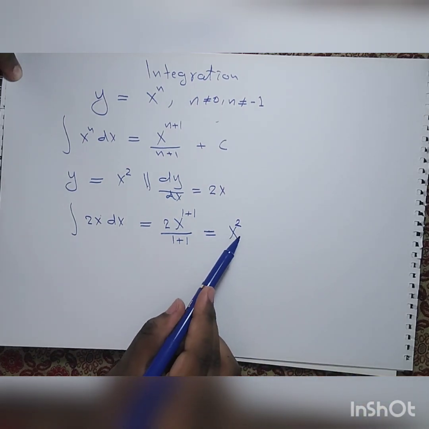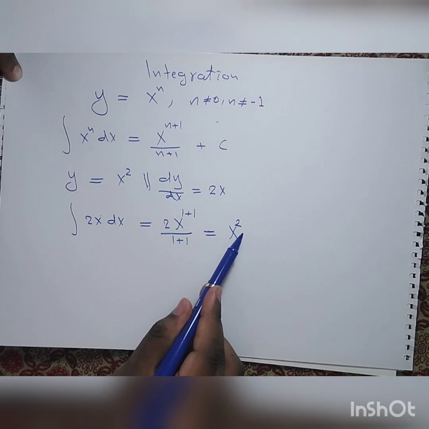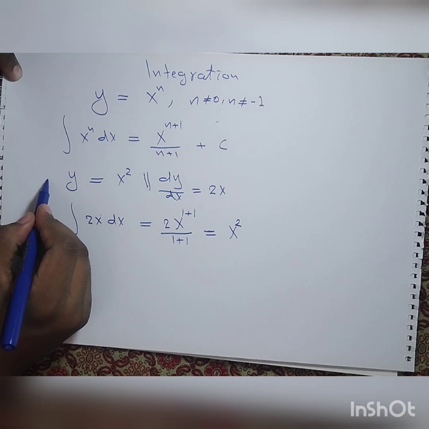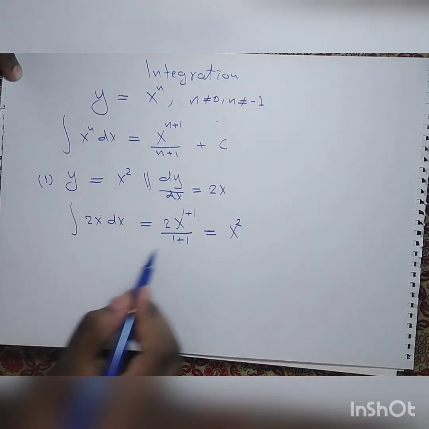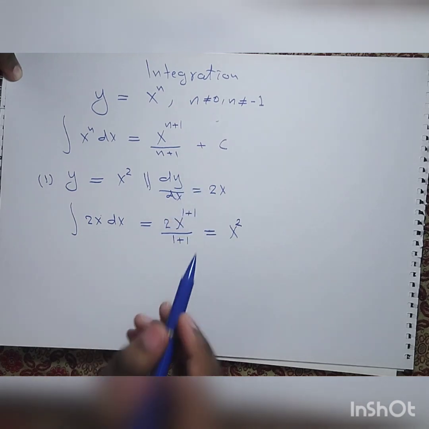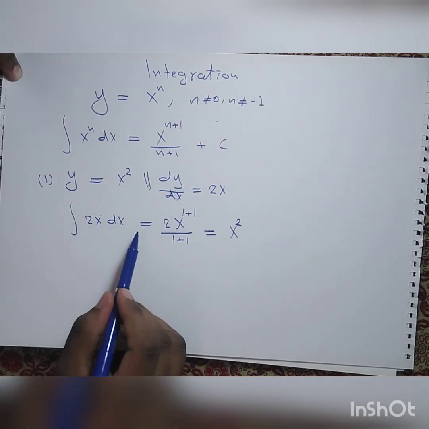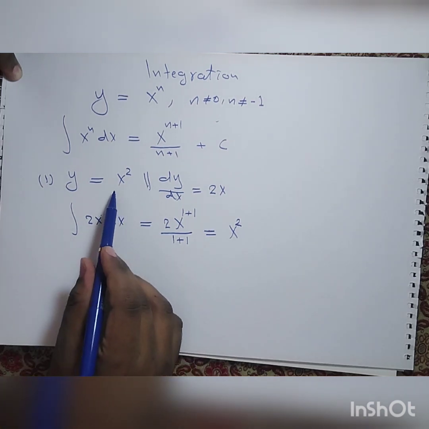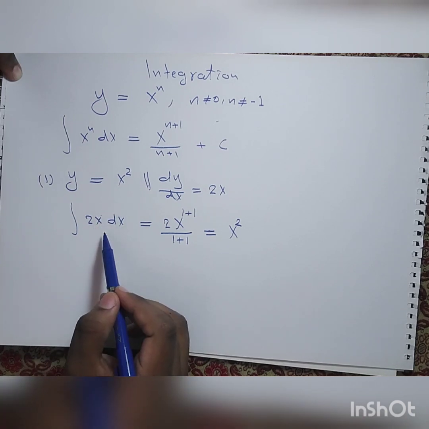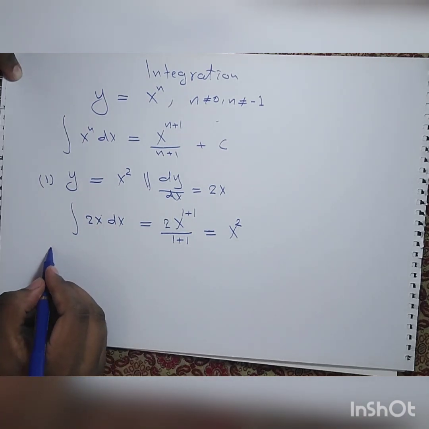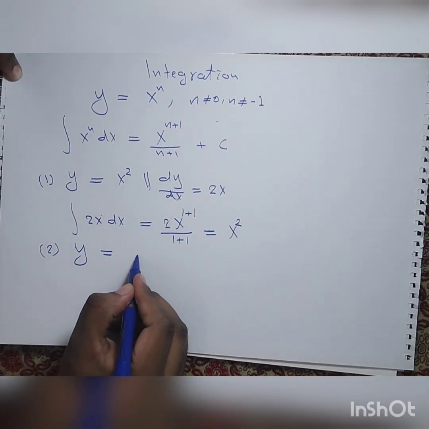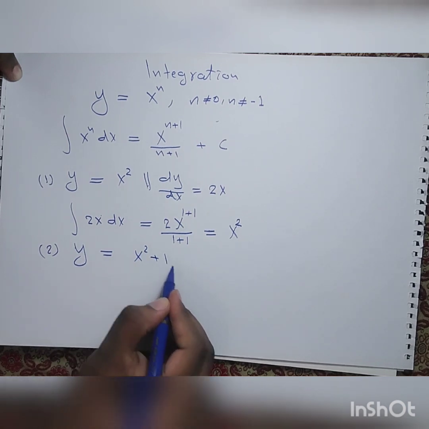Let us say that here I'm not going to add a constant. Let us see why we must add a constant in this function. The integration is getting us back to our original function f of x when we integrate. And then let us say we have y equal to x squared plus 1.